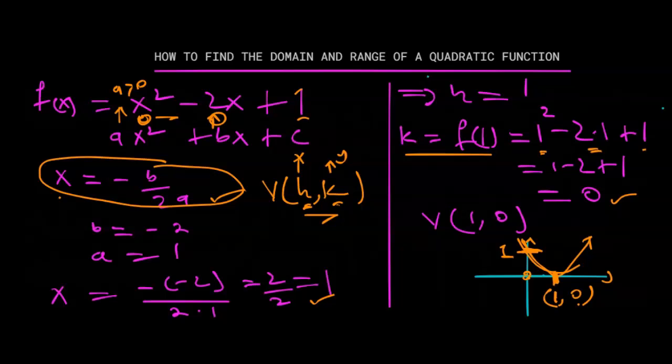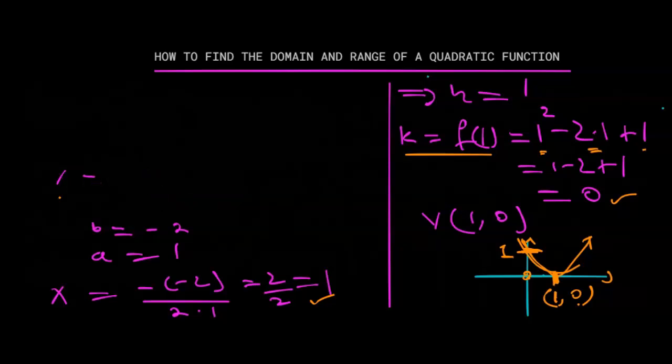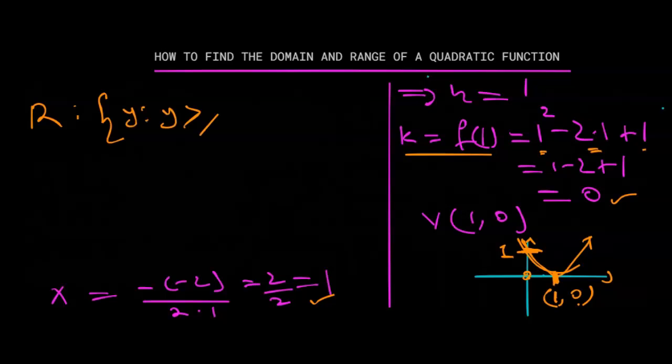Now from here, you can go ahead and then write your range. So what is our range? Our range will not go below the minimum point on the y-axis. And the minimum point is 0. So we are going to say that our range is y is such that y is greater or equal to 0.